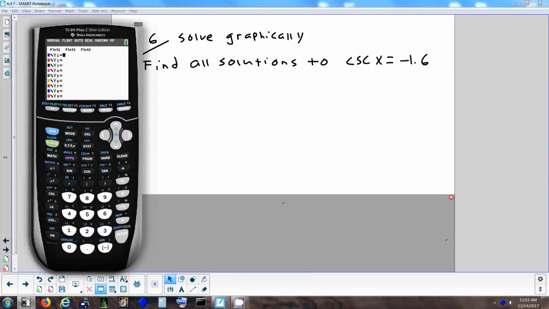Would that be cosine? No, not cosine. Sine. What do I do with it? Divided by 1 over sine. 1 over sine.